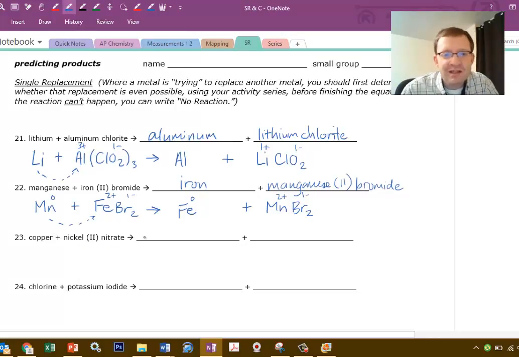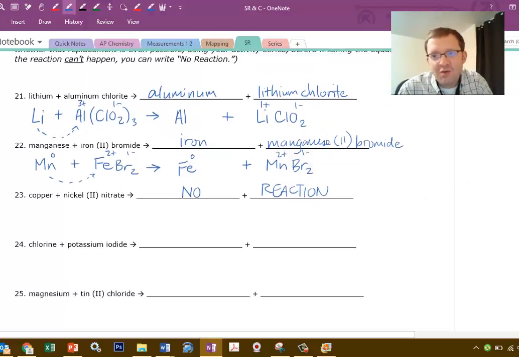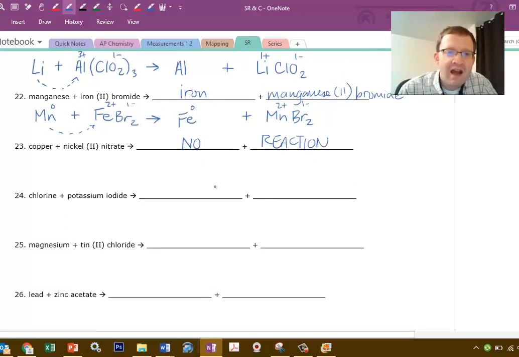And those tend to be the ones students like because they don't have to write the equation out. They just say, nope, not going to happen, no reaction. And go ahead and fill those blanks in and say so because that can't happen. It can't occur. Because copper is ranked below nickel on the activity series, it cannot replace it. That cannot happen. Let's look at 24.